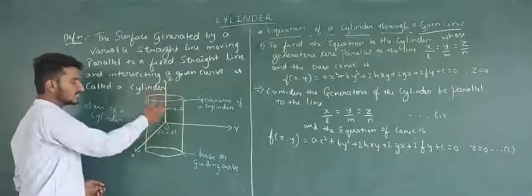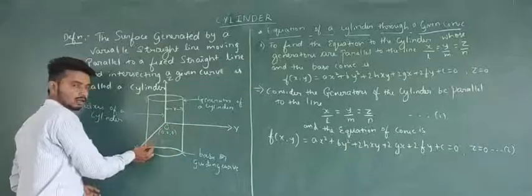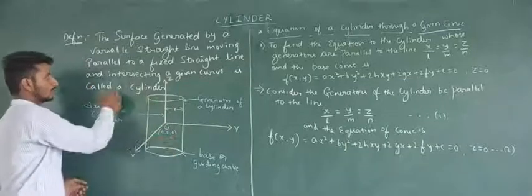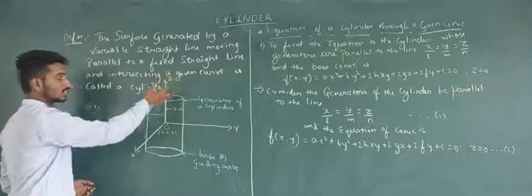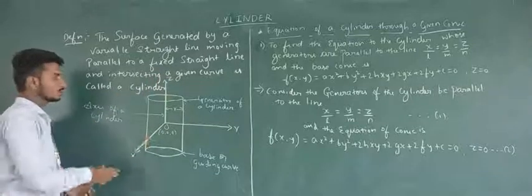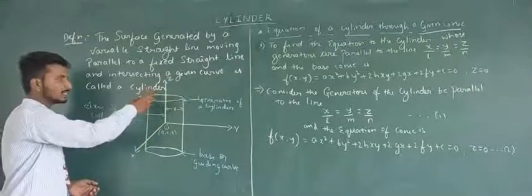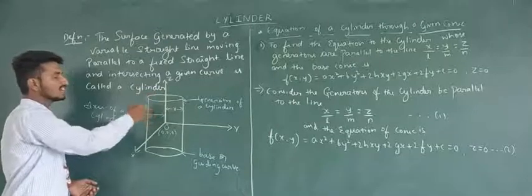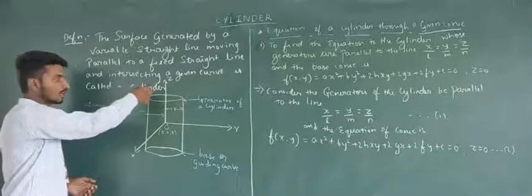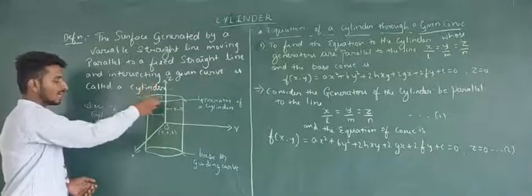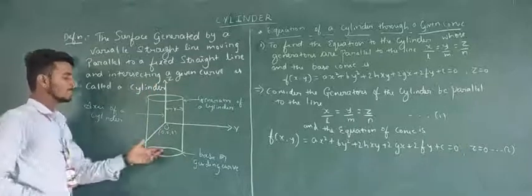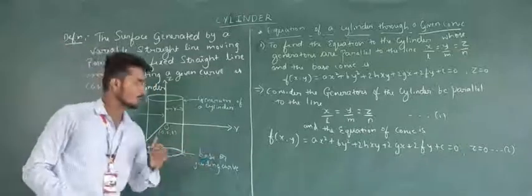So these generators are intersecting a given curve here, and such a shape is called a cylinder. So here we have the two generator lines and a fixed straight line. These generator lines are moving parallel to this fixed straight line, and they are intersecting a given curve, that is the base or guiding curve of a cylinder.